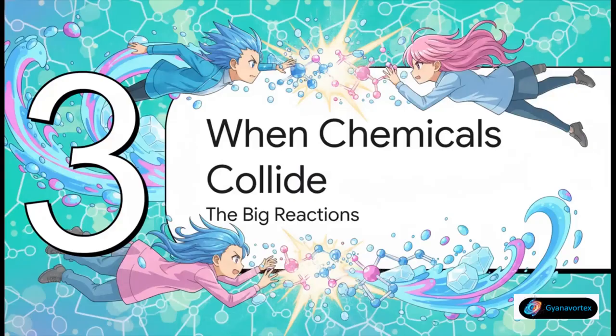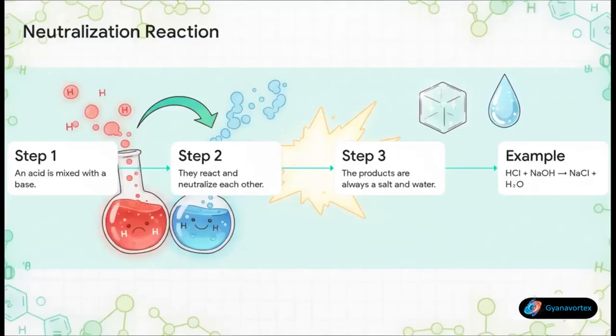So we know who they are, and we know how to measure their strength. So what happens when they actually meet? It's time to talk about reactions. The biggest, most important reaction is called neutralization. And it's exactly what it sounds like. You take an acid, you mix it with a base, and bam! They react and completely cancel each other out. And what are you left with?